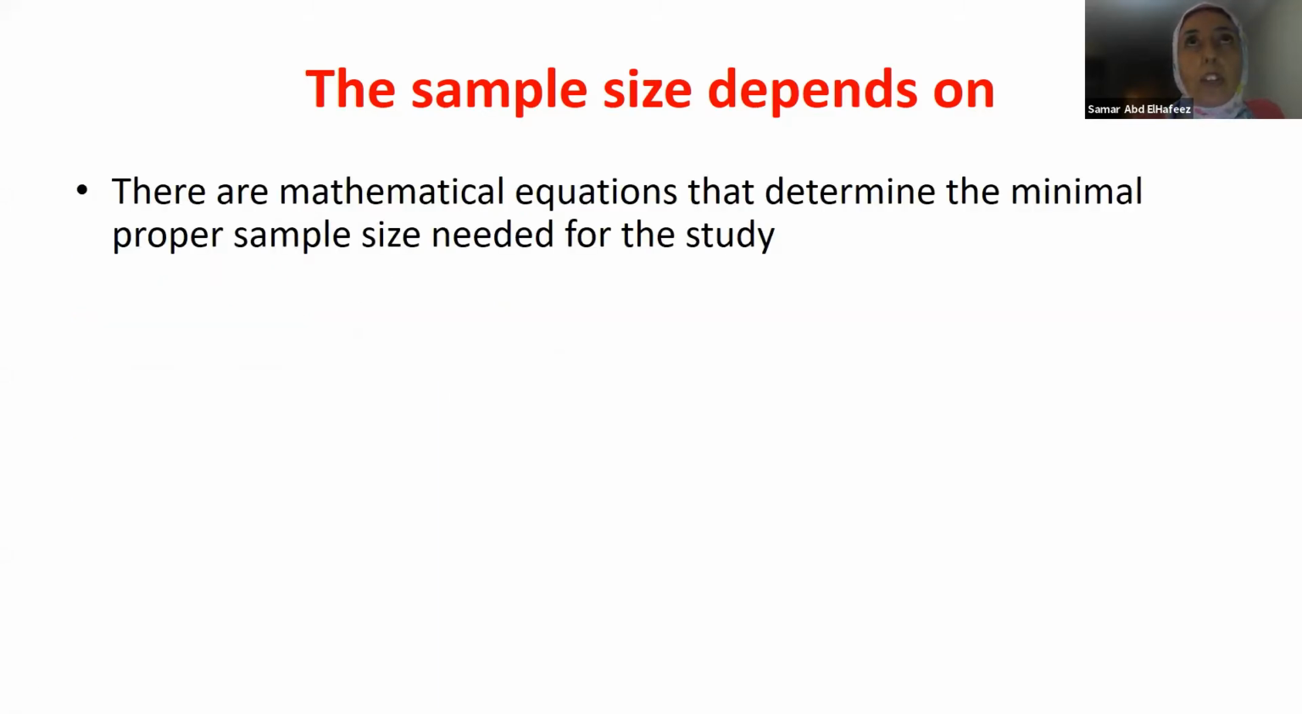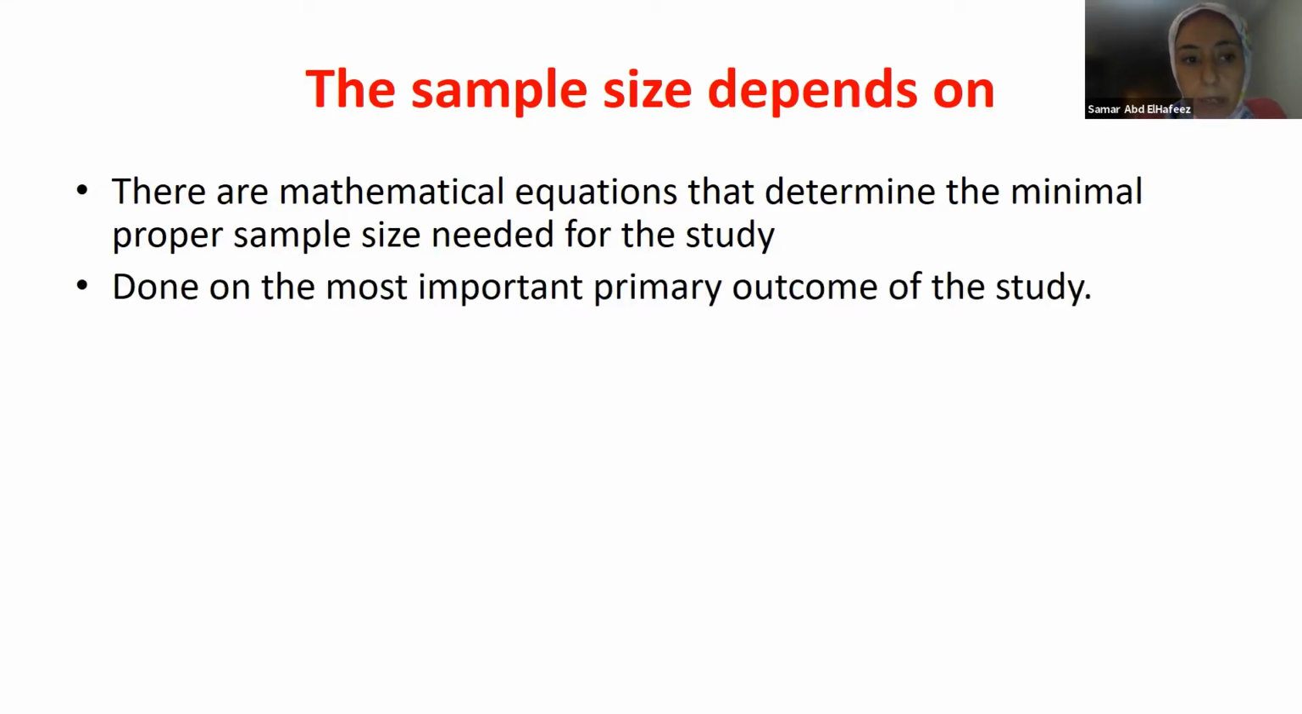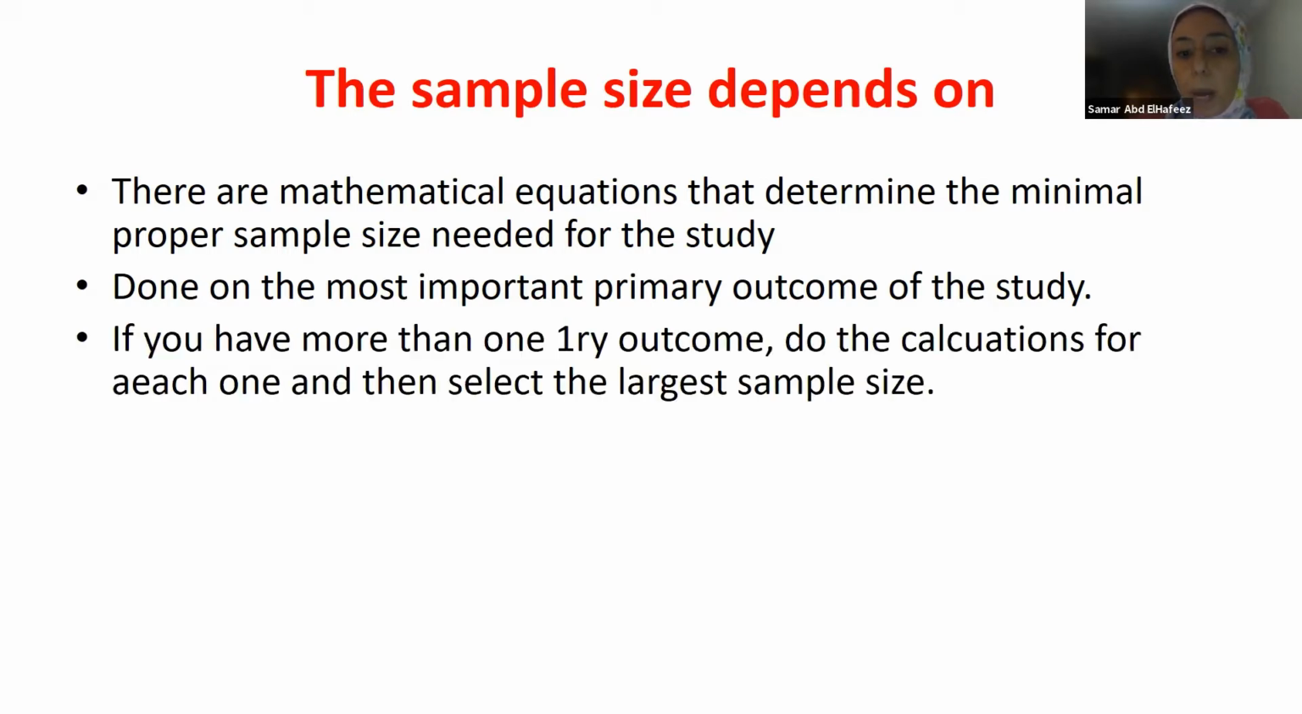We have a very huge number of mathematical equations to determine the minimal proper sample size needed for a study, and they're usually done on the most important primary outcome of the study. And who could determine the primary outcome of the study? The researcher is the one who is responsible for determining the primary outcome. If you have more than one primary outcome, you should do the calculations for each one and then select the largest sample size. So if you want to determine more than one primary outcome, the statistician will calculate the sample size for every outcome, and then we will take the larger sample size to be considered in your study.